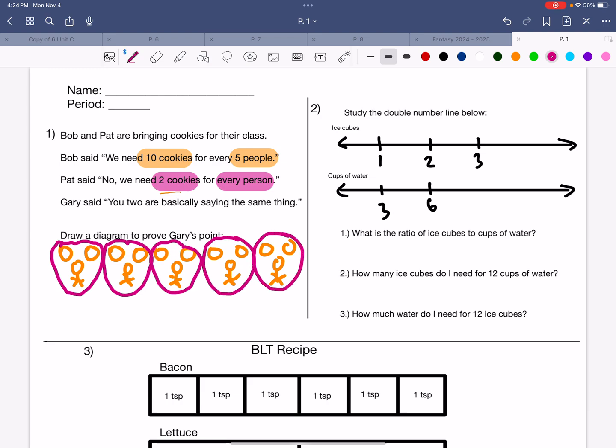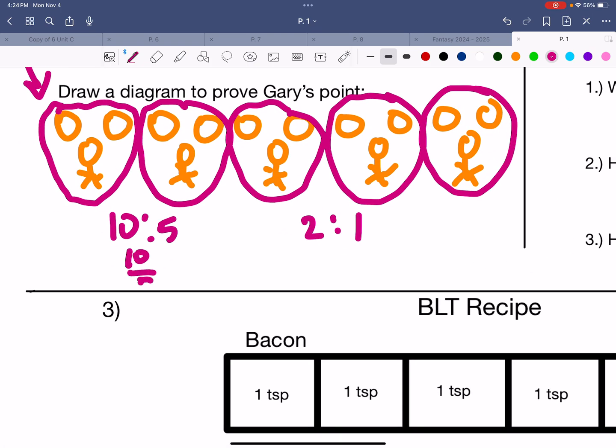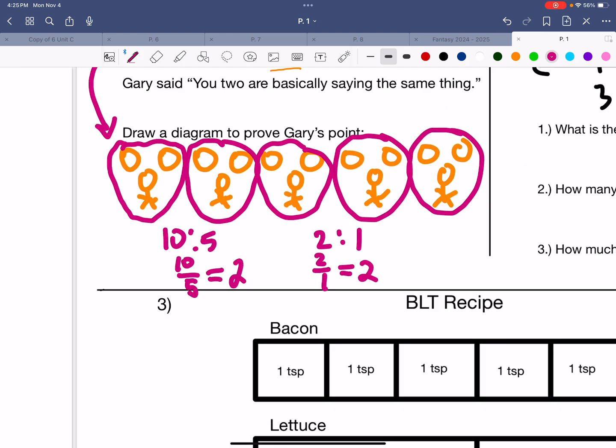So we get what Pat said, and that's why Gary was saying that you're saying the same thing, because at the end of the day, if we have 10 cookies for 5 people and 2 cookies for 1 person, those are ratios. 10 to 5, 2 to 1. And if I were to find the value of those ratios, well, 10 over 5 is equal to 2. And 2 over 1 is also equal to 2. So they are equivalent. They are equivalent ratios.